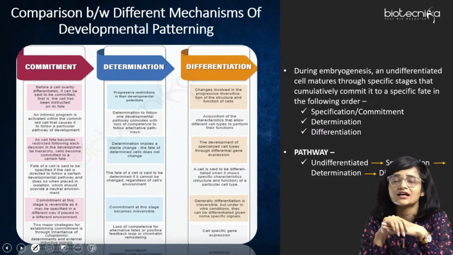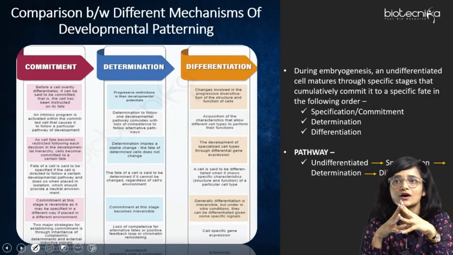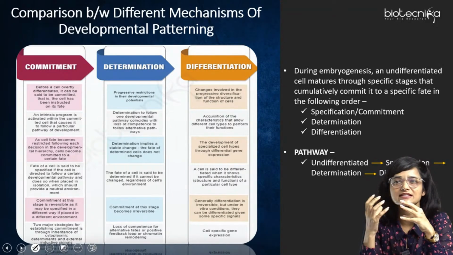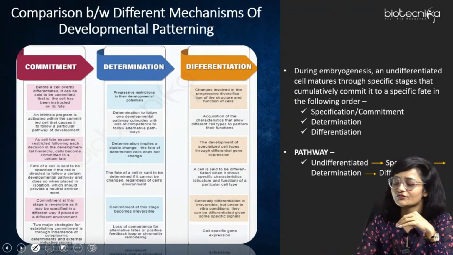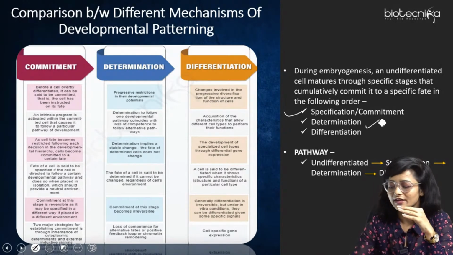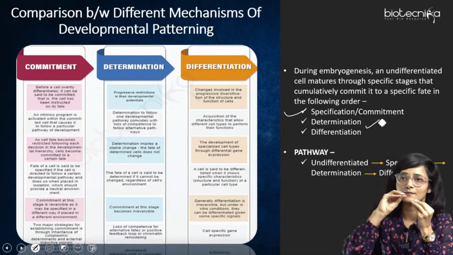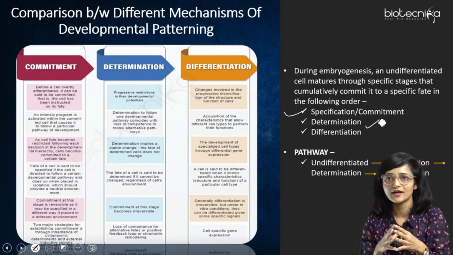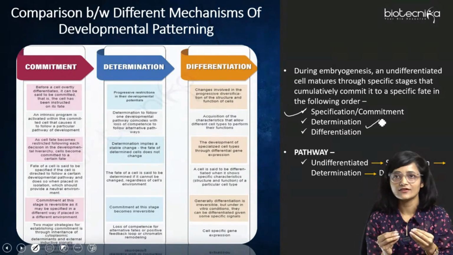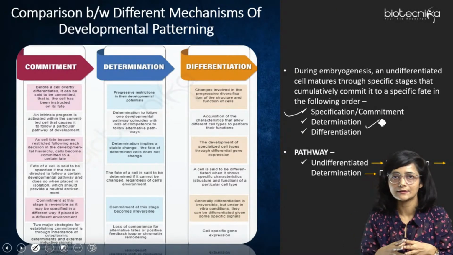Here it is written that during embryogenesis, an undifferentiated cell matures through specific stages that cumulatively commit it to a specific fate in the following order. First comes the specification, right? Specification and commitment are the same thing. Then comes the determination. Firstly, the cell commits itself to produce a particular kind of cell type. Then it determines itself, and after that, it differentiates into that particular cell type, right?